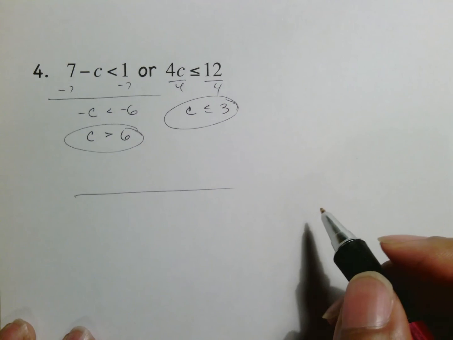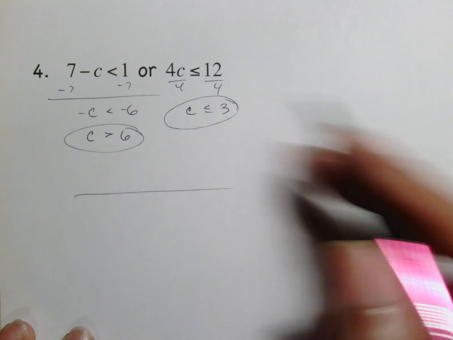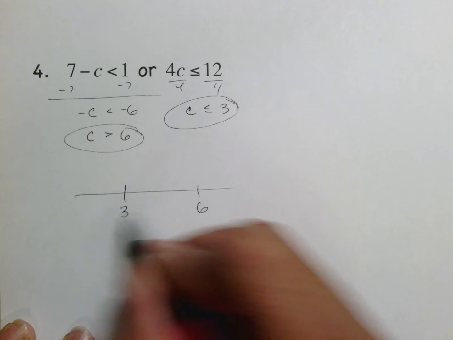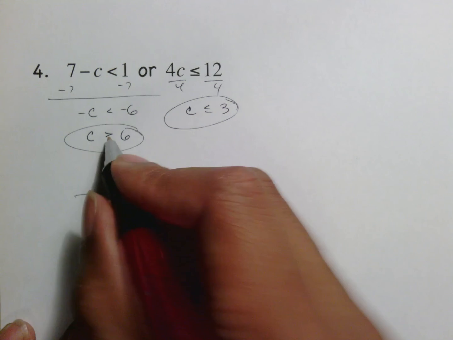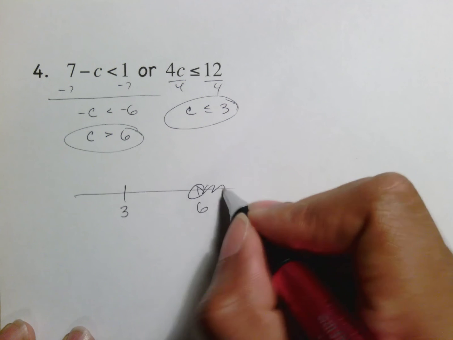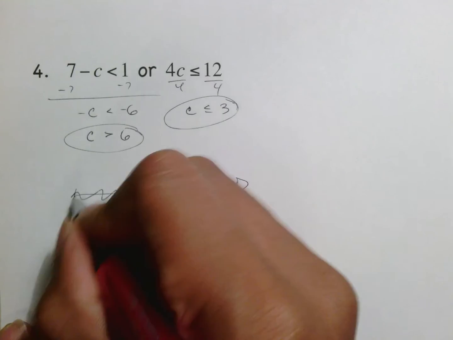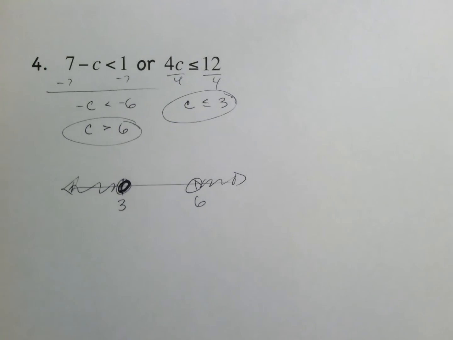When you go to graph it, make sure you don't put the numbers in how you see them, but in order from smallest to greatest, from least to greatest. 3 should be over here, 6 should be over there. 6 is an open circle pointing to the right. 3 is a closed circle pointing to the left, and that is all you need to do.